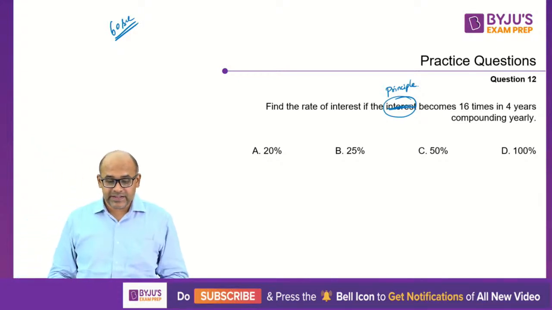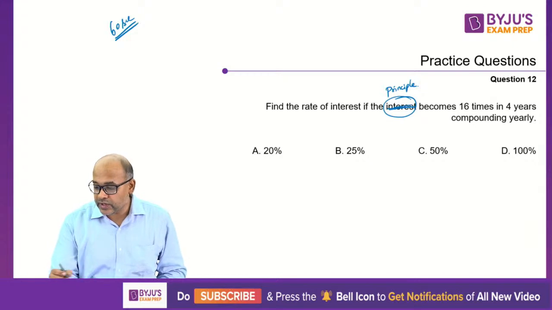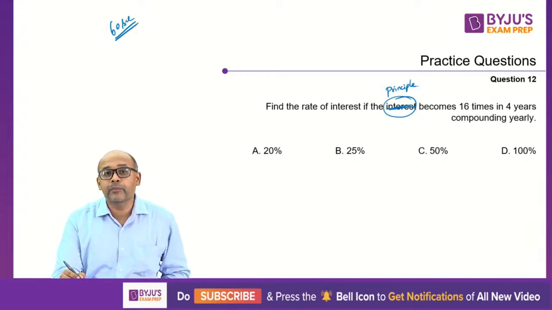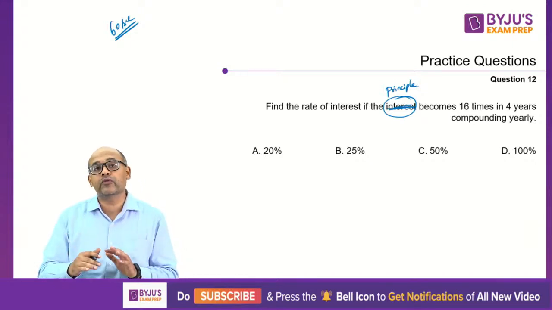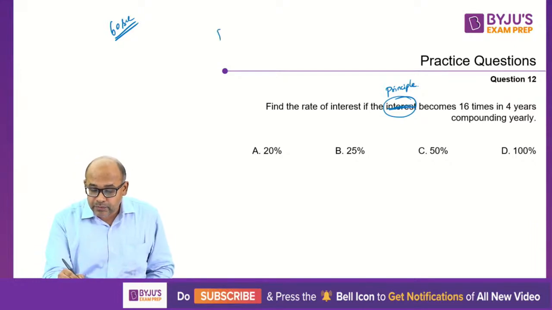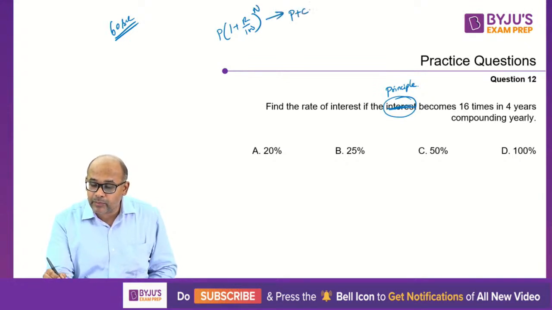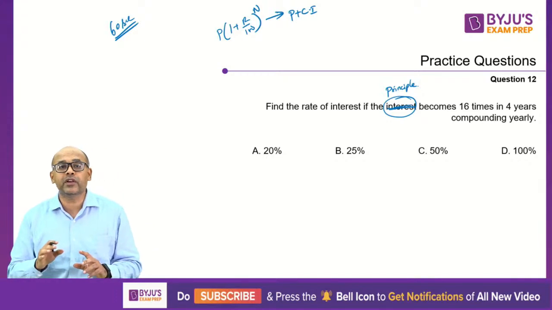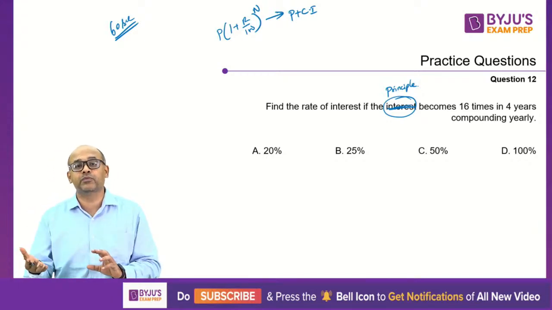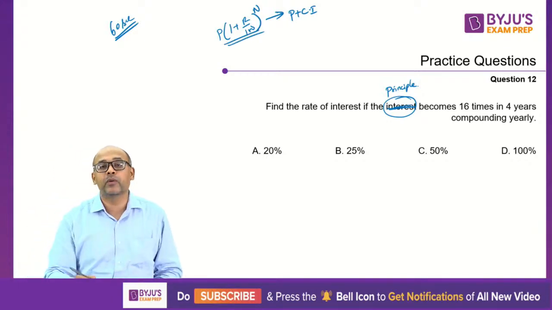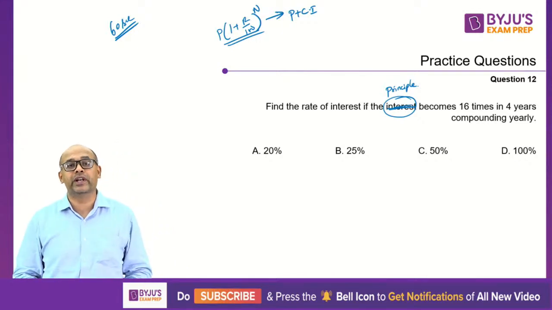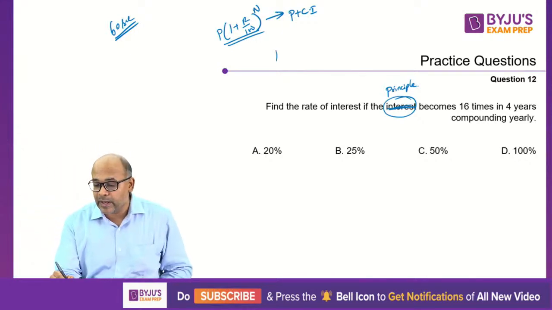Alright, so that's your 60 seconds. So what is the equation here? This time once again, formula for compound interest, but when you look at the formula for compound interest, this P into 1 plus R by 100 whole power N includes principal plus compound interest. Whereas simple interest formula is only about the interest portion, whereas compound interest formula includes the principal also in it. So this I can directly apply. P into 1 plus R by 100 whole power 4 is equal to 16P.